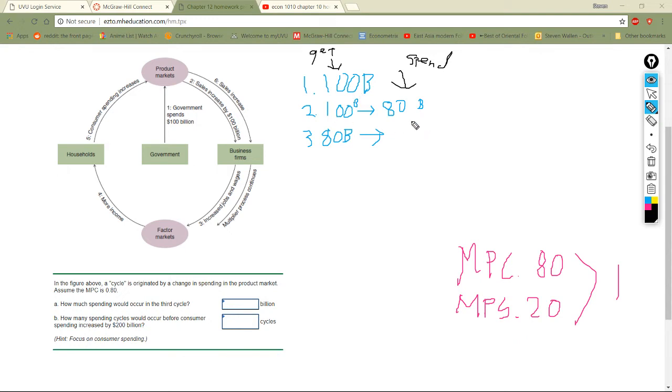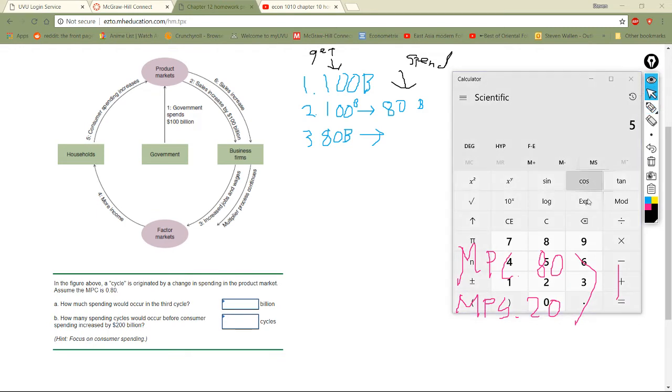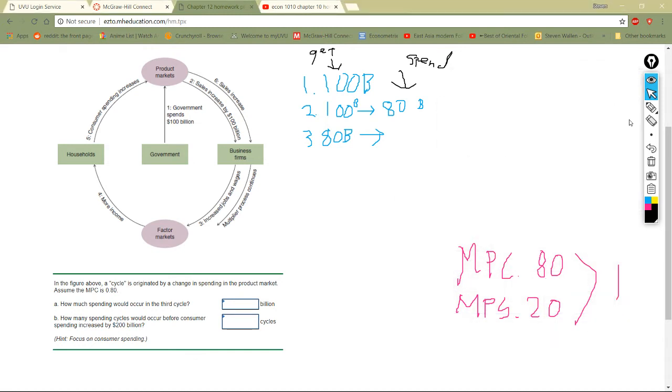So, what are we going to do? Well, they get 80 billion. They're going to spend 80% of 80 billion. So let's get out the handy dandy calculator. We go 80 times 0.8 equals 64 billion. That sounds right. And it should be right.